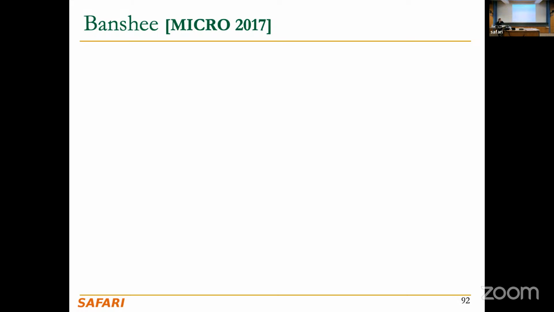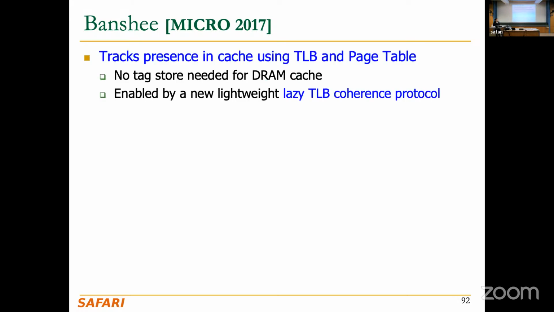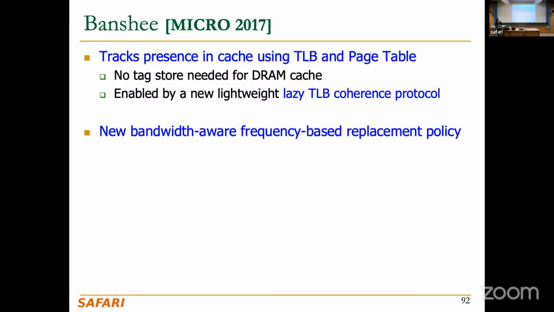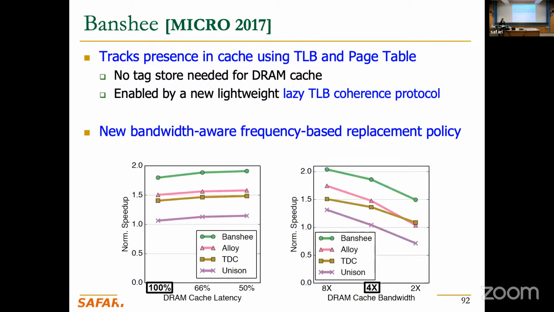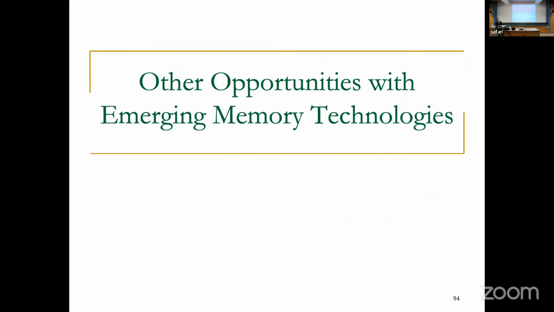Let's get started. Here is another paper that tackles the problem of using the cache, using a TLB, to store the page table. There is no tag needed on the DRAM side, and it can enable a new lightweight lazy TLB coherence protocol. And there is a new bandwidth-aware frequency-based replacement policy used in this paper. And here's the paper. And there are many other opportunities provided by the emerging memory technologies.